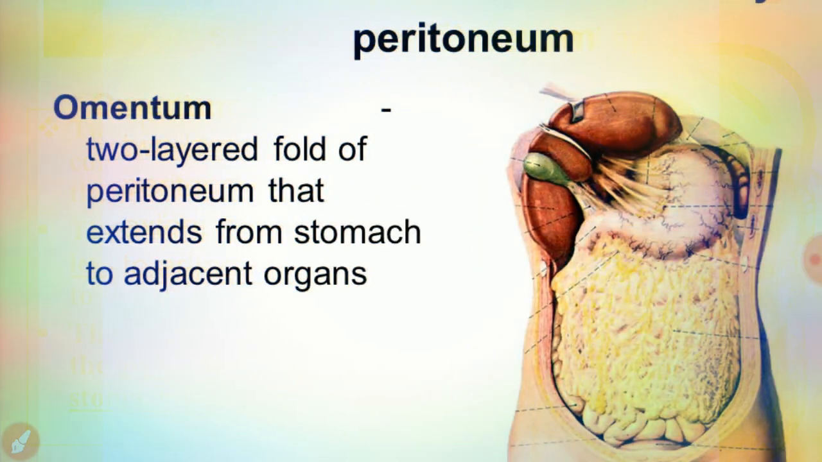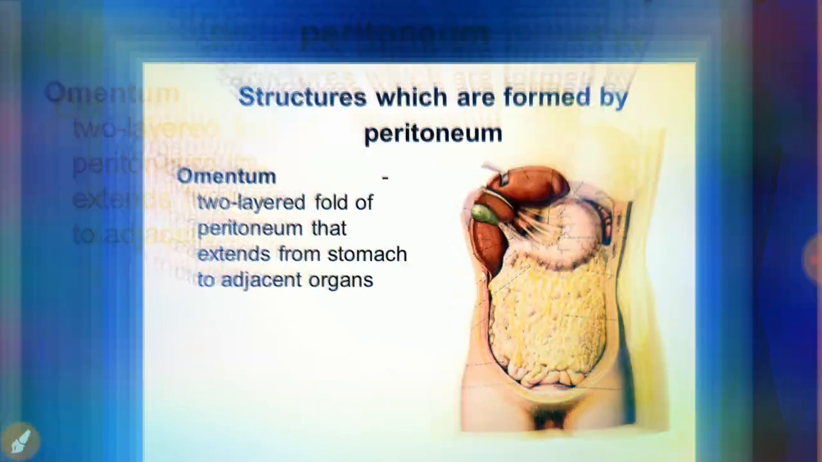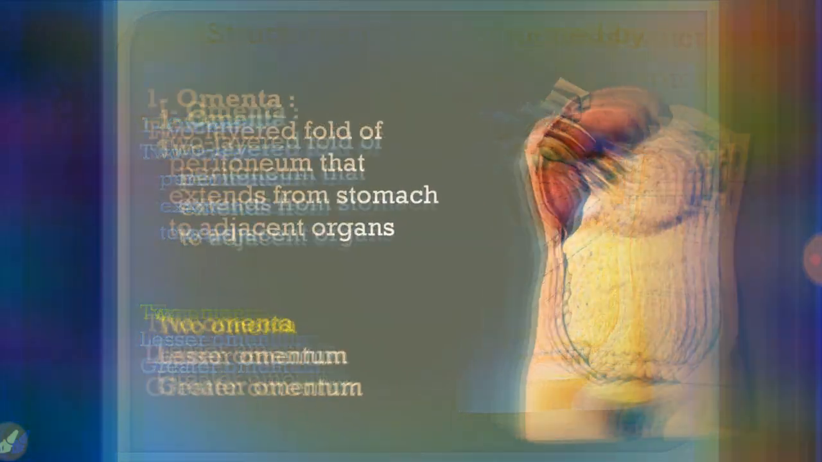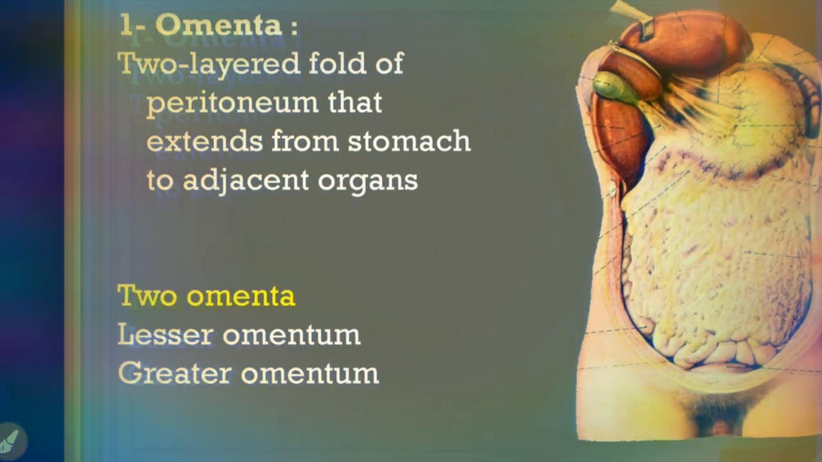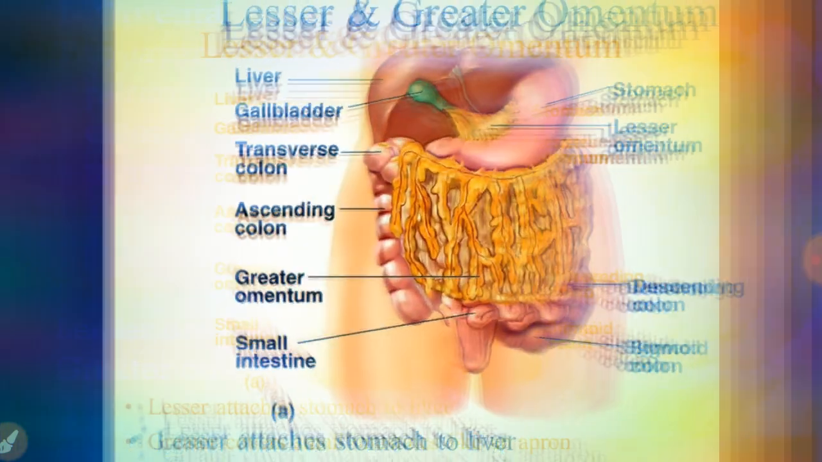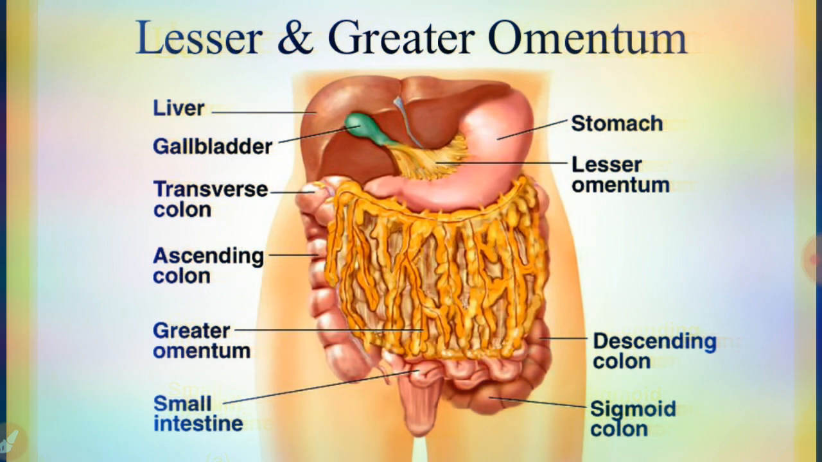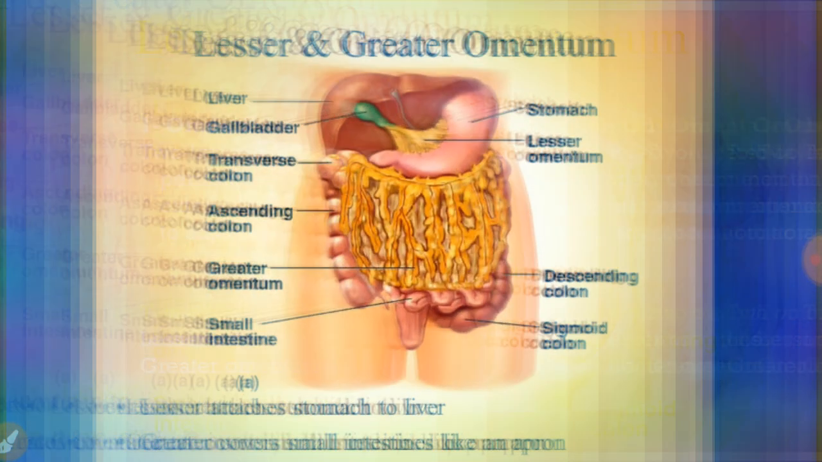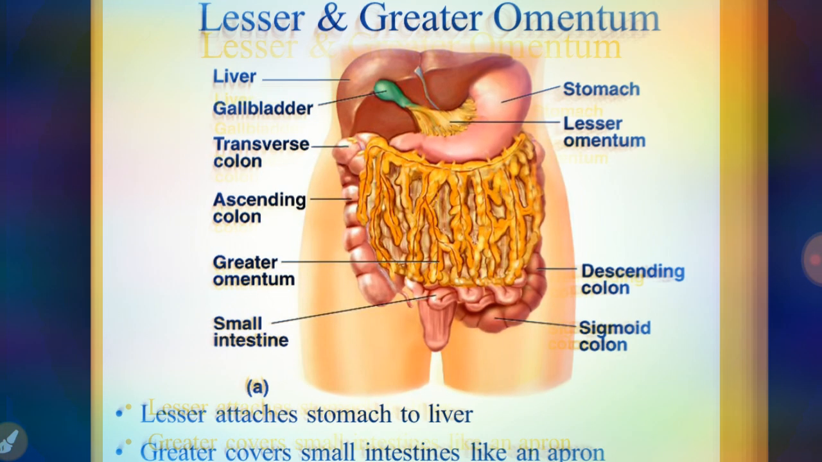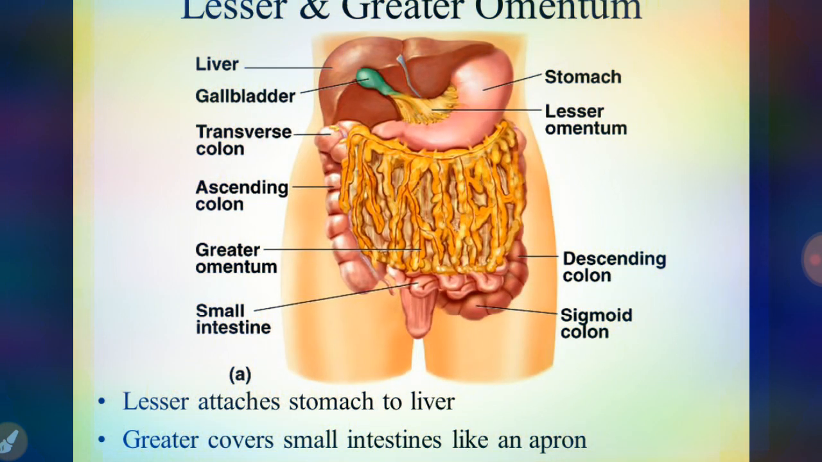See here, the lesser and the greater omentum. The lesser attaches the stomach to the liver and the greater covers the small intestine like an apron.